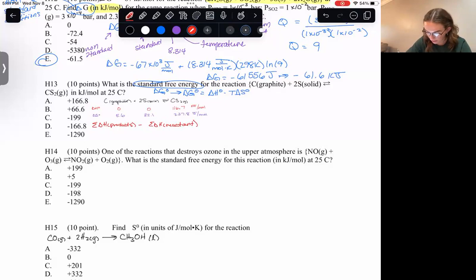Okay. So for this one, products come first, and you're going to multiply by any coefficient you have. There is only one CS2, so this would be 116.7 minus the sum of 0 from the graphite and 2 times 0 from the sulfur. So we end up with delta H of 116.7 kilojoules per mole.